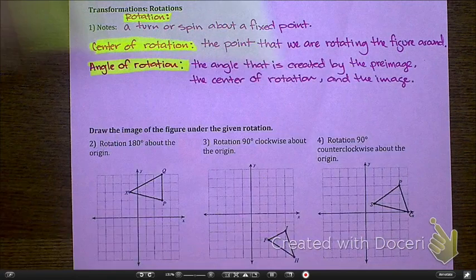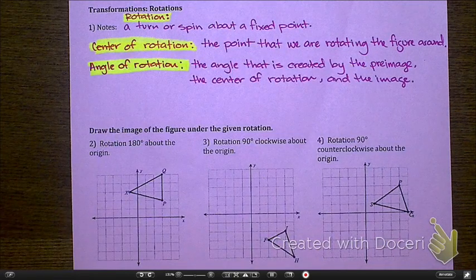Now, for the purpose of rotation, we're mostly going to be dealing with rotation in the coordinate plane. When we're rotating in the coordinate plane, normally we're rotating in increments of 90. So like 90, 180, what's 180 plus 90? 270. What's 270 plus 90? 360. So we're typically dealing with angles of rotation like 90, 180, 270, and so forth.